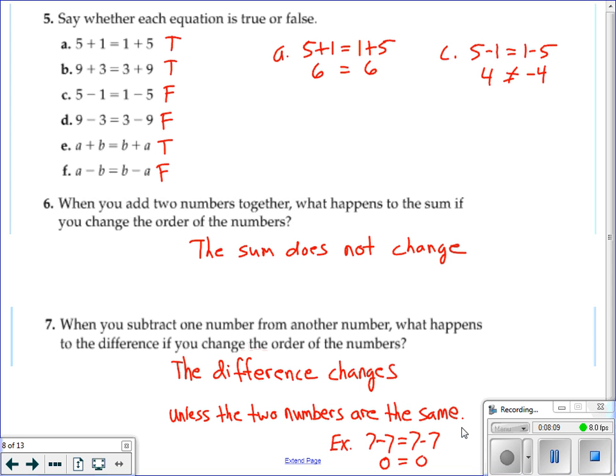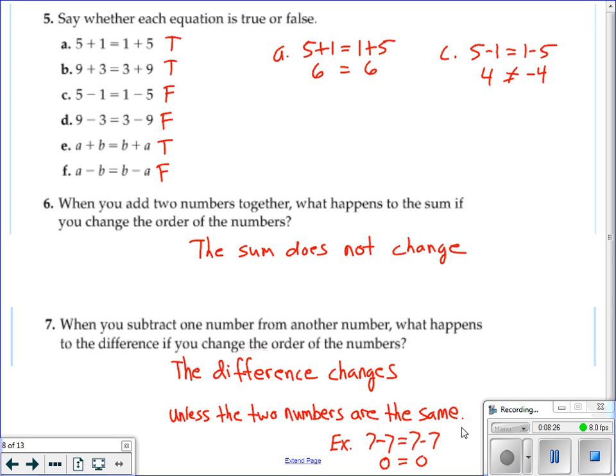So if we look at number 6, when you add two numbers together, what happens to the sum if you change the order of the numbers? Well, the sum does not change. It doesn't matter what order you add numbers in. You will always get the same answer.